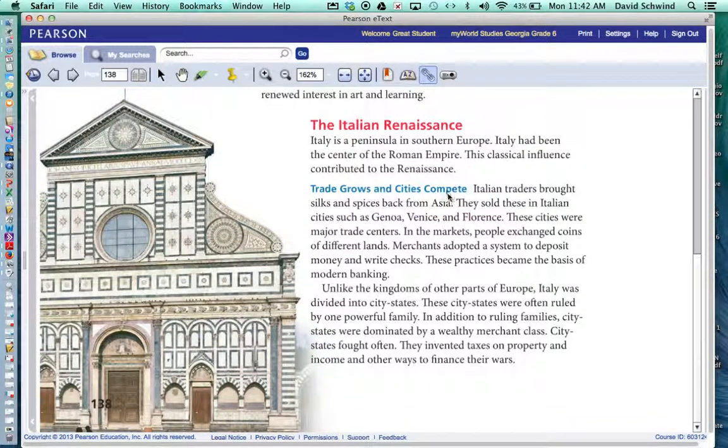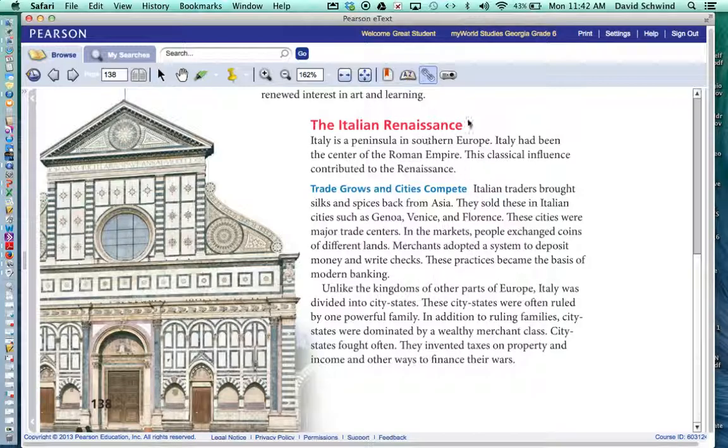Trade grows and cities compete. Italian traders brought silks and spices back from Asia. They sold these in Italian cities such as Genoa, Venice, and Florence. These cities were major trade centers. In the markets, people exchanged coins from different lands. Merchants adopted a system to deposit money and write checks. These practices became the basis of modern banking today.